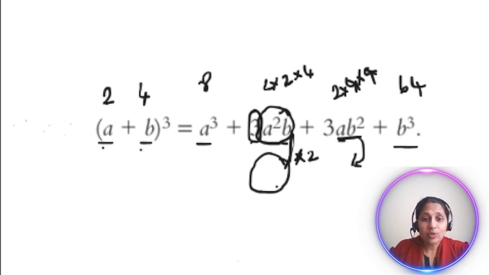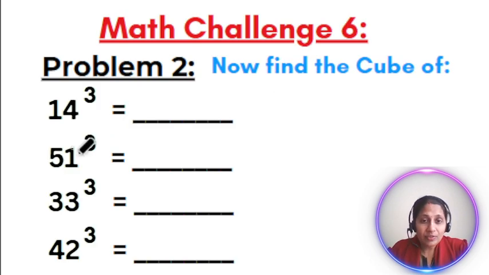And now coming to our task, the most important one. The task for you now here is to find the cube of the numbers which is starting with 1, 14 cube, and the next one ending with 1, which is 51 cube, and both the numbers same, which is 33 cube, and finally both the numbers are different, which is 42 cube. Solve this and don't forget to post your answers.